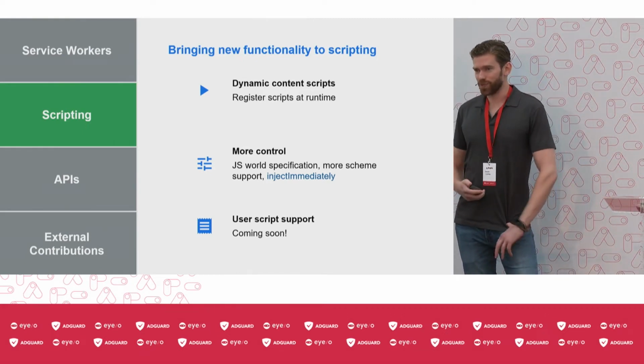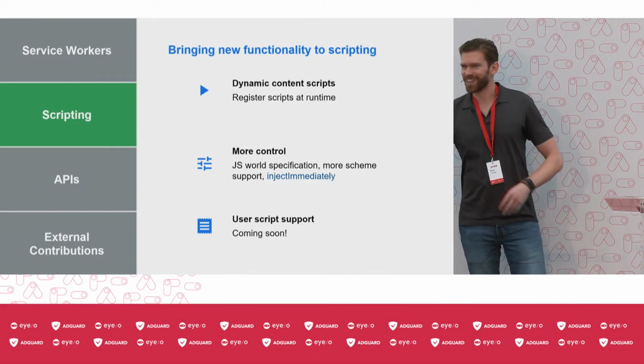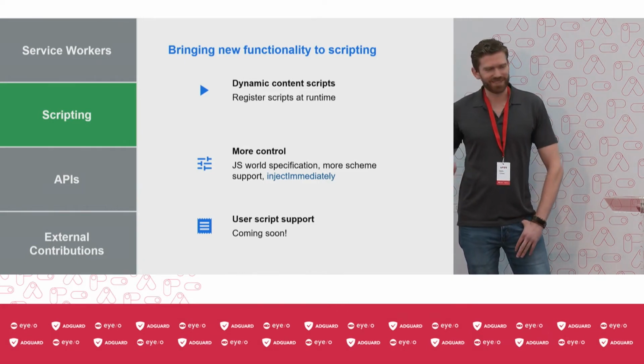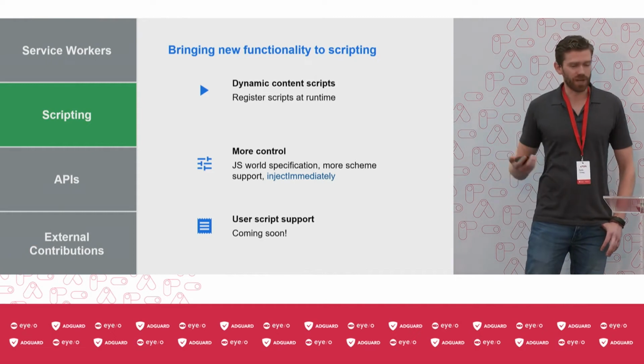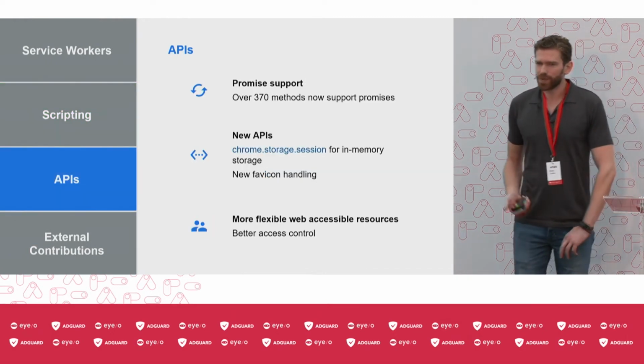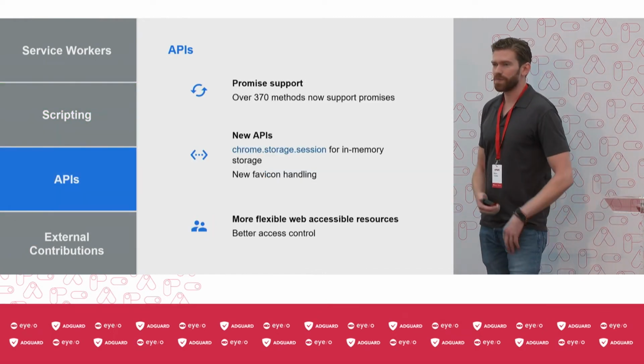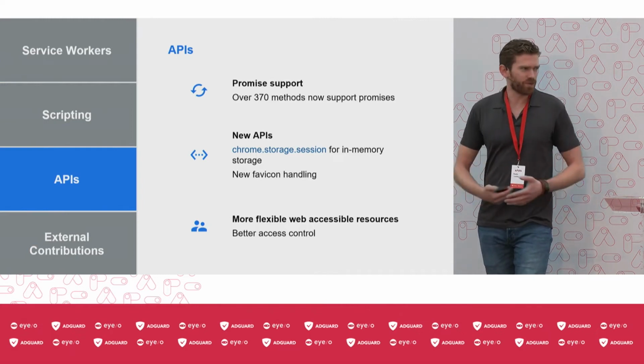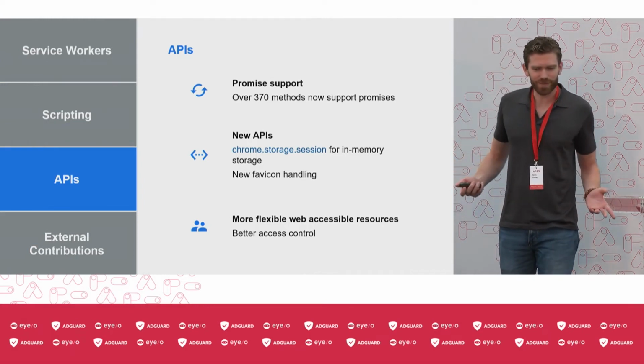And then, as was called out in Anton's talk, we're also working on user script support, and we're hoping to have a little bit more information about how that's going to work coming soon. We've been looking at other APIs as well. We've been adding promise support across our APIs, now over 370 different methods support promises.